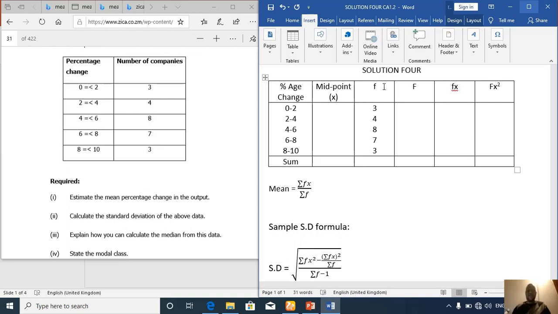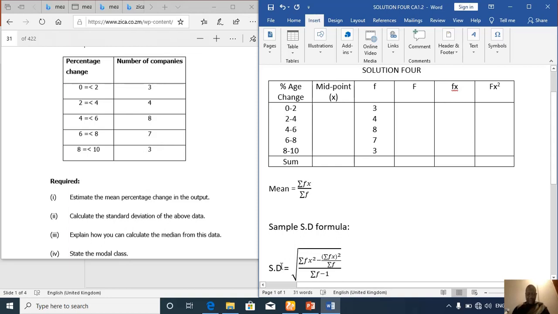So we have 3, 4, 8, 7, and 3 as our frequency. Now, two things I'm going to calculate from this question are the mean, which is calculated using the formula summation of fx over the summation of f, and then the standard deviation, which is given by the formula down there, the standard deviation formula.